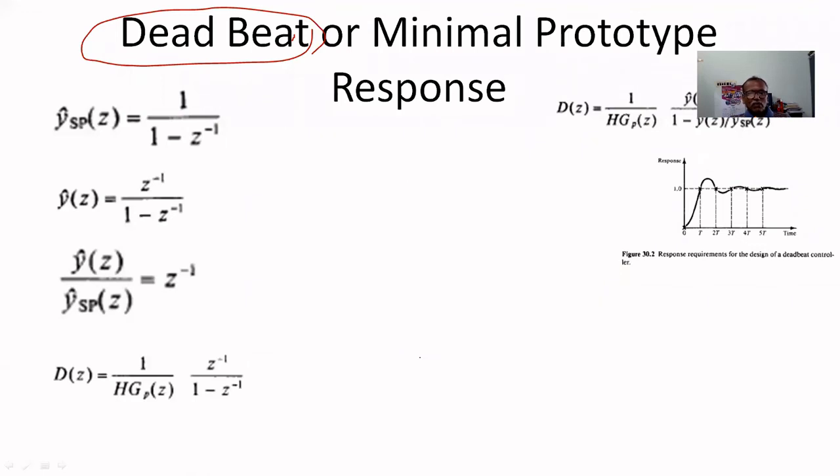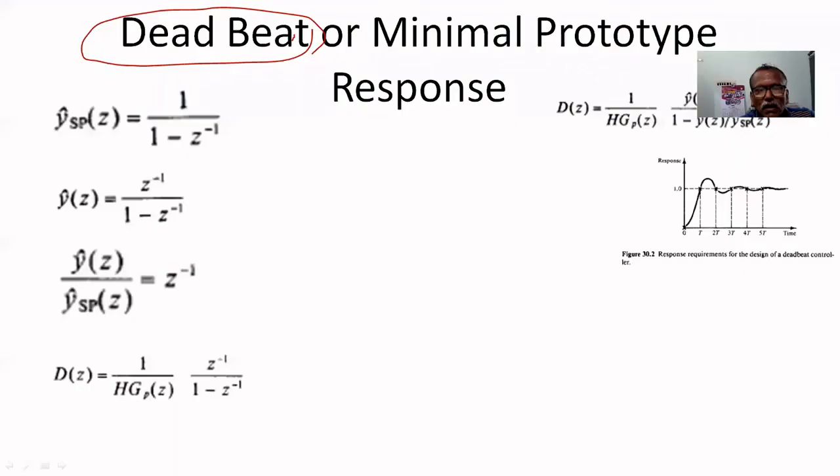Now, what is deadbeat? How do we design a deadbeat controller? Already we have seen that the digital controller is D of z equal to 1 by HGP of z. It is nothing but the mathematical model of the process. If you know the mathematical model of the process, then we will get HGP of z.